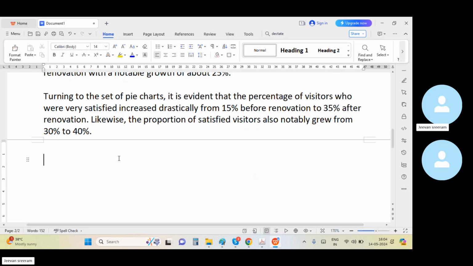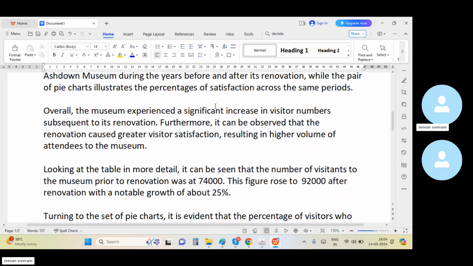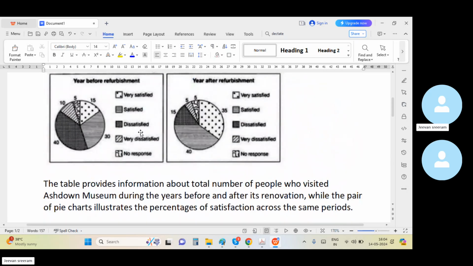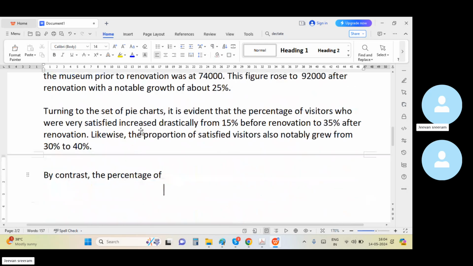In the next paragraph, of course, you can continue in the same paragraph, but for better understanding, let me use another paragraph, because till here we have spoken about the increased quantities. In the next, I'm going to talk about the decreased quantities, which are dissatisfied and very dissatisfied people. By contrast, the percentage of... dissatisfied and very dissatisfied can be written in the same sentence, which is a grouping sentence that shows your language skill.